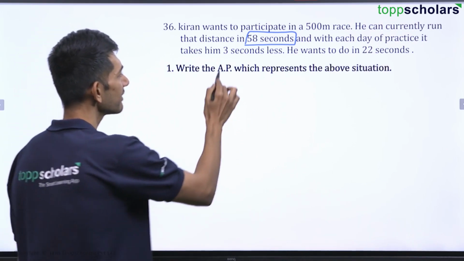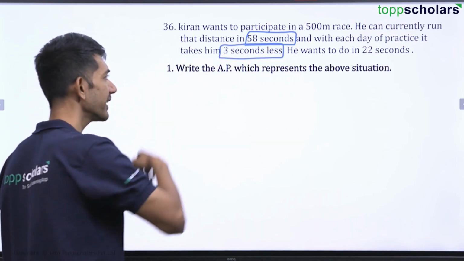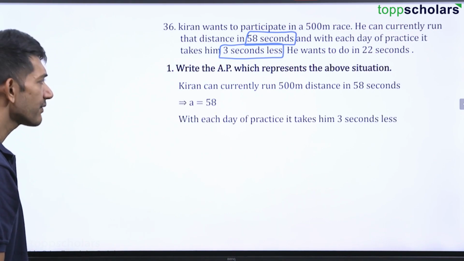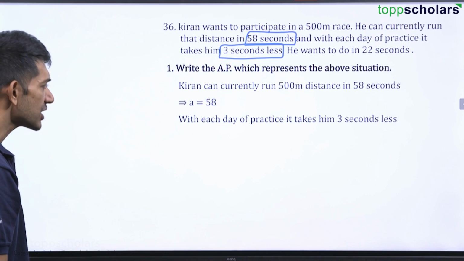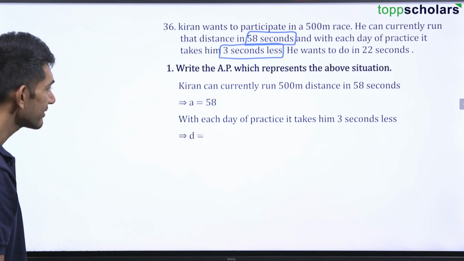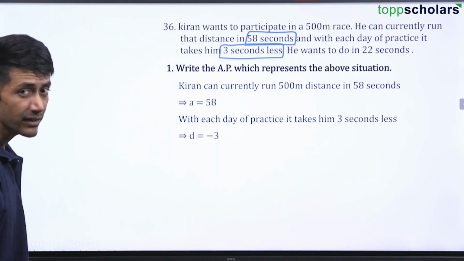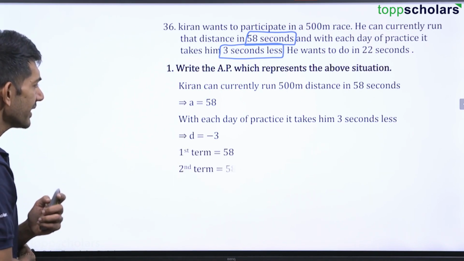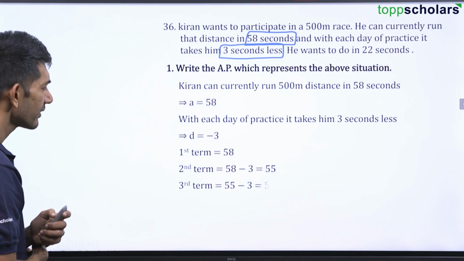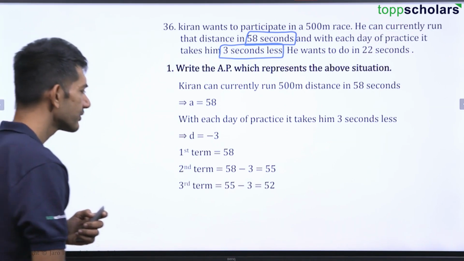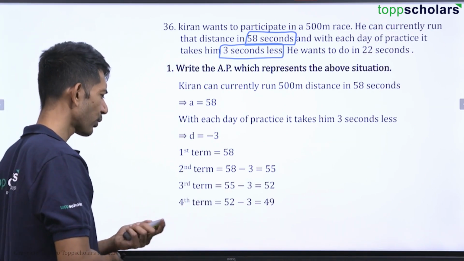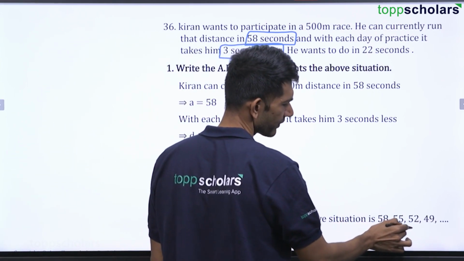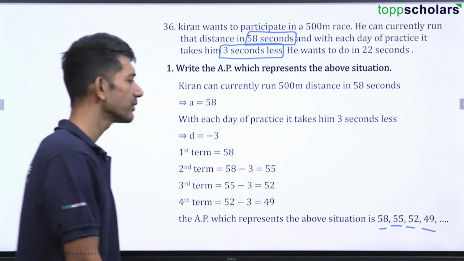Then it takes him 3 seconds less. Less means minus, right? So can I say A is 58 and with each day of practice it takes him 3 seconds less. So D is negative 3. So the AP will be 58, 58 minus 3 is 55, 55 minus 3 is 52, and so on. This is more than enough. So the AP will be 58, 55, 52, 49 and so on. I hope this is clear.